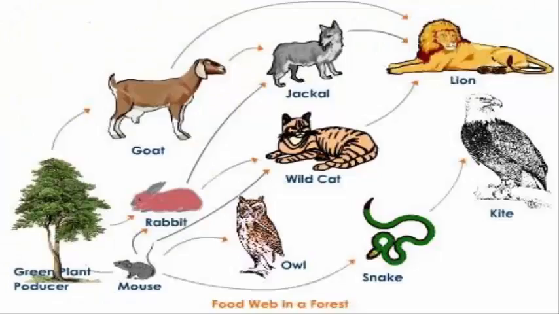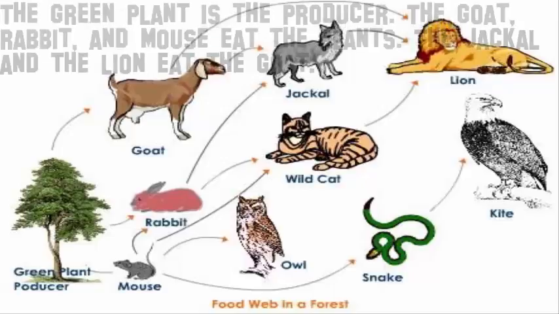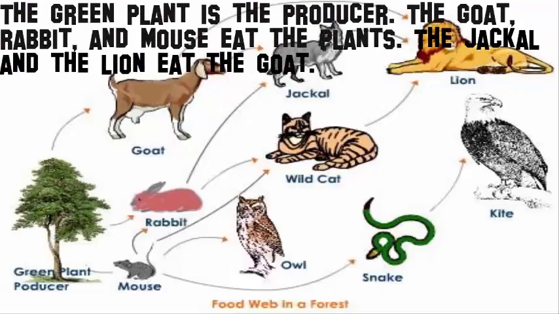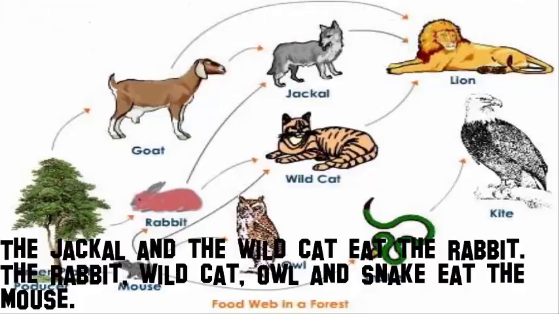Food web example. In this picture, we can see an example of a food web. The green plant is the producer. The goat, rabbit, and mouse eat the plants. The jackal and the lion eat the goat. The jackal and the wildcat eat the rabbit.